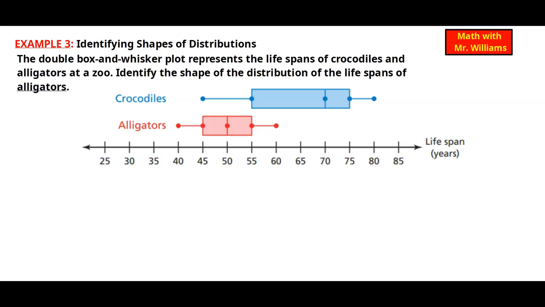Math with Mr. Williams, example 3, identifying shapes of distributions. The double box and whisker plot represents the lifespans of crocodiles and alligators at the zoo. Identify the shape of distribution of the lifespans of the alligators.